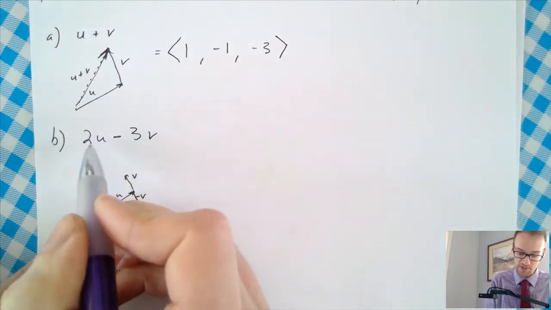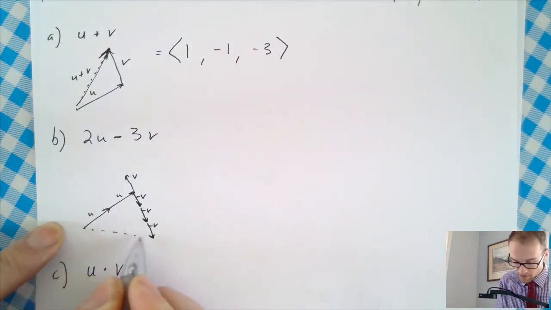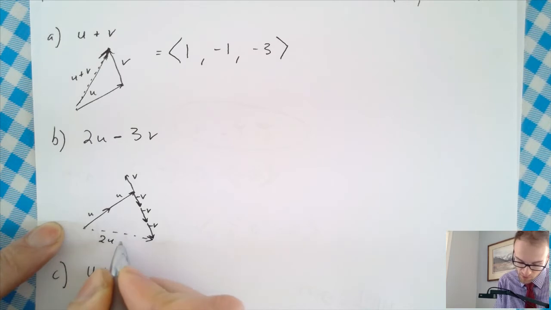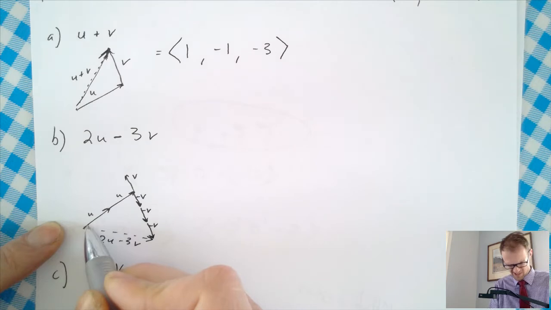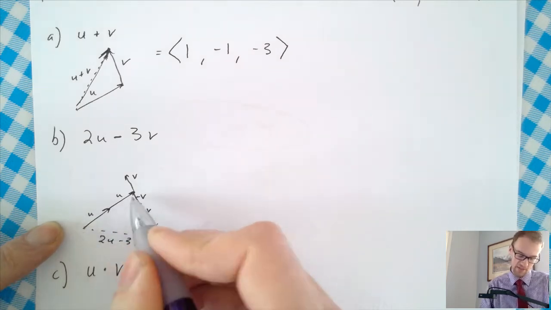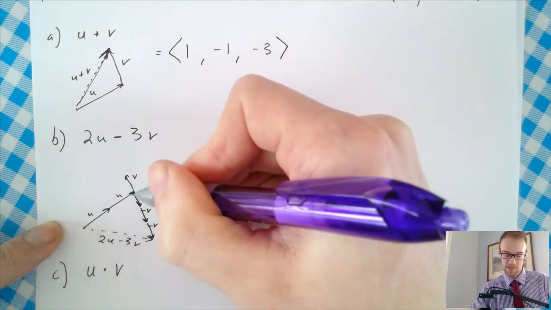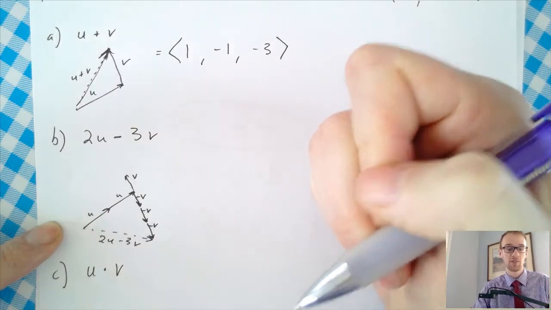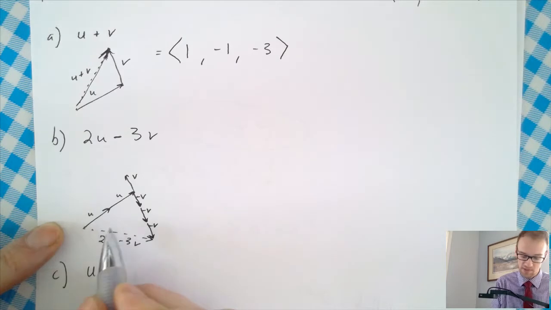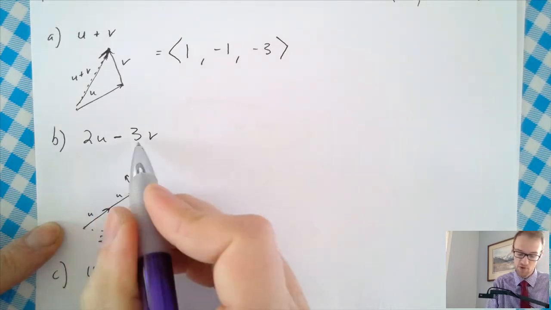Okay, so this vector right here, 2u minus 3v, is the result of traveling two vectors in the u direction at the u magnitude, and then 3 vectors at the v magnitude, but in the opposite direction of v. That's the minus. Okay, so this is what we're calculating, what's this vector. Okay, so 2u minus 3v.